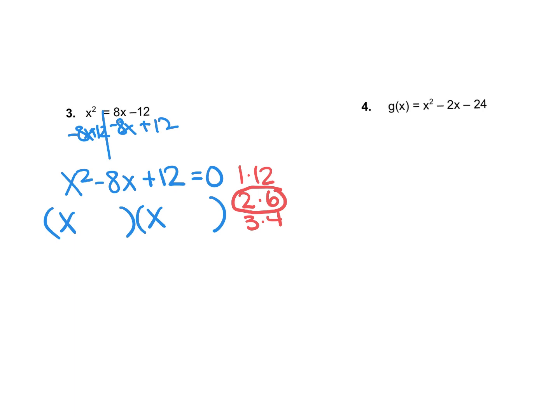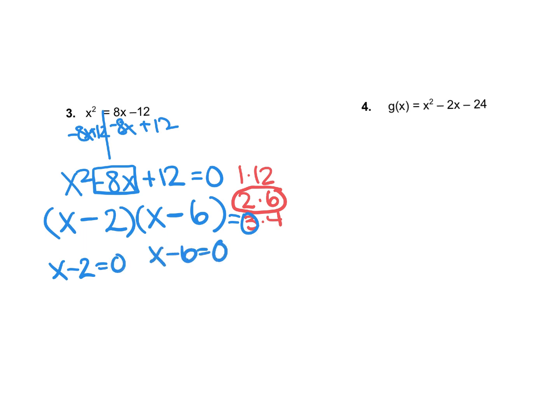So let's use our 2 and our 6. Notice how we have a positive, and we can make a positive by either 2 positives or 2 negatives. Because we have this negative 8 right here, we're going to put minus. So now this is equal to 0, and once you've got it factored, x minus 2 is equal to 0, and x minus 6 is equal to 0. So x is going to be equal to 2, and x is going to be equal to 6. These are our two solutions here.